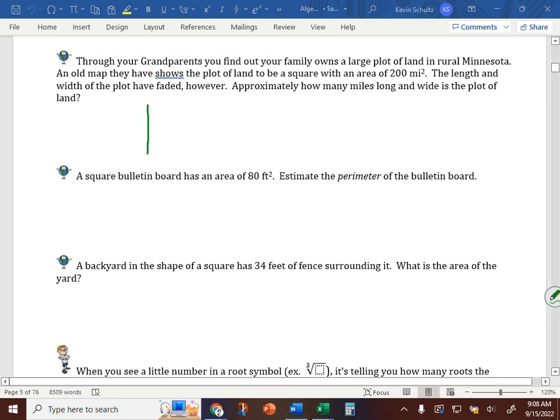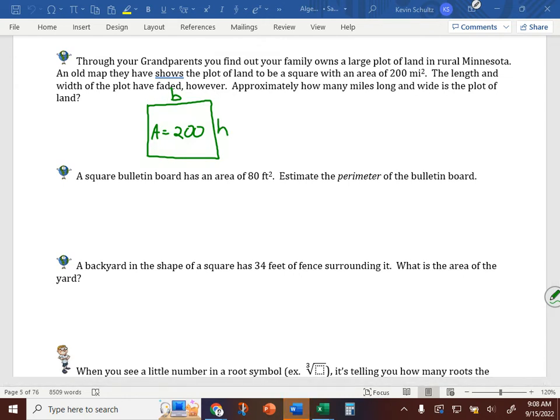So you've got this map with the square on there. You know the area of the square is 200, but you don't know the base and the height. How could you use what you know to find what you don't know, keeping in mind the concept we're learning today?